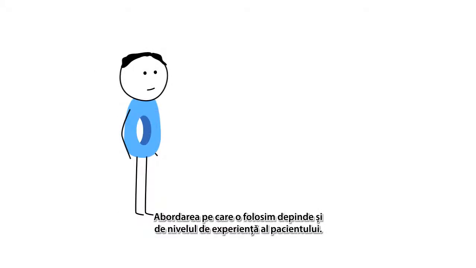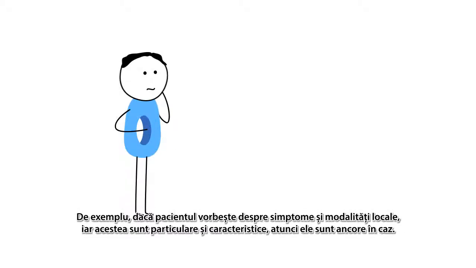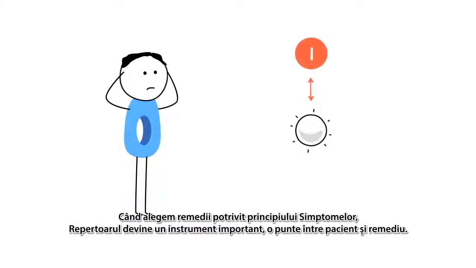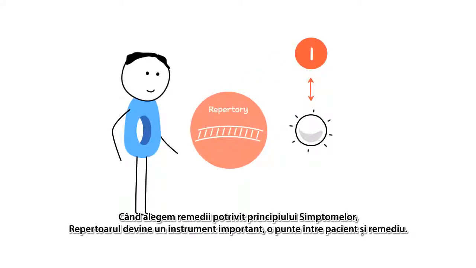The approach we use depends on the level of experience of the patient. For example, if the patient is giving local symptoms and modalities, and if these are peculiar and characteristic, then they are a ready anchor to the case. When choosing a remedy according to the pattern of symptoms, the repertory becomes an important tool, like a bridge between the patient and the remedy.